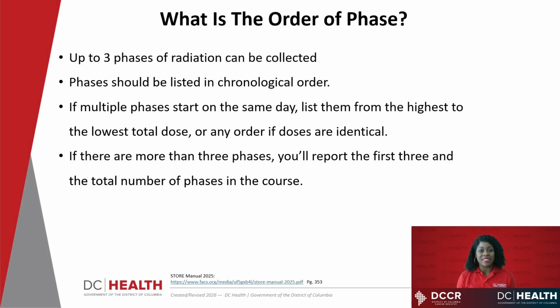What is the order of phase? Up to 3 phases of radiation can be collected. Phases should be summarized in chronological order. If multiple phases start on the same date, then list the phases in order from highest total phase dose to lowest total phase dose. If multiple phases start on the same date and have the same total phase dose, then any order is acceptable. If there are more than 3 phases, you only need to document the first 3. Additional phases will not be reported to NCDB, but be sure to record the actual total number of phases.